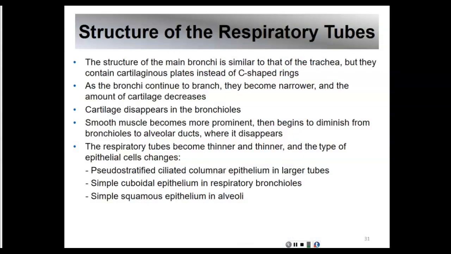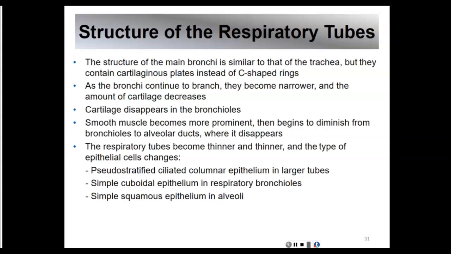The structure of the main bronchi is similar to the trachea, but they have cartilaginous plates instead of rings. And as the bronchi continue to branch, they become narrower, and thus the amount of cartilage decreases. So cartilage disappears in the bronchioles. Smooth muscle becomes more prominent to help, then begins to diminish, and it diminishes from the bronchioles to the alveolar ducts where it disappears. The respiratory tube becomes thinner and thinner, and the type of epithelium changes.